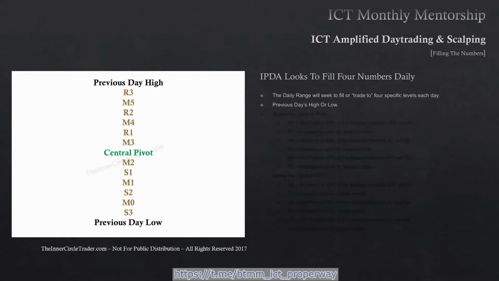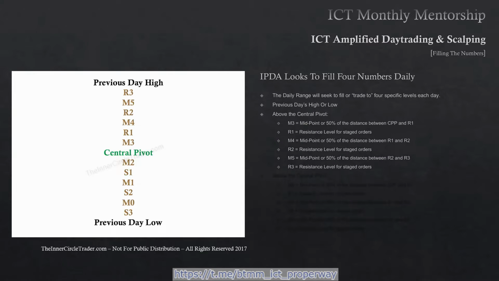But the previous day's high and low, we always look for one of those levels to be traded to. It doesn't have to happen because the daily range could be smaller than will be required to get to the previous day's high or low. But generally, we're looking for a retest or trade through previous day's highs and lows as a day trader.